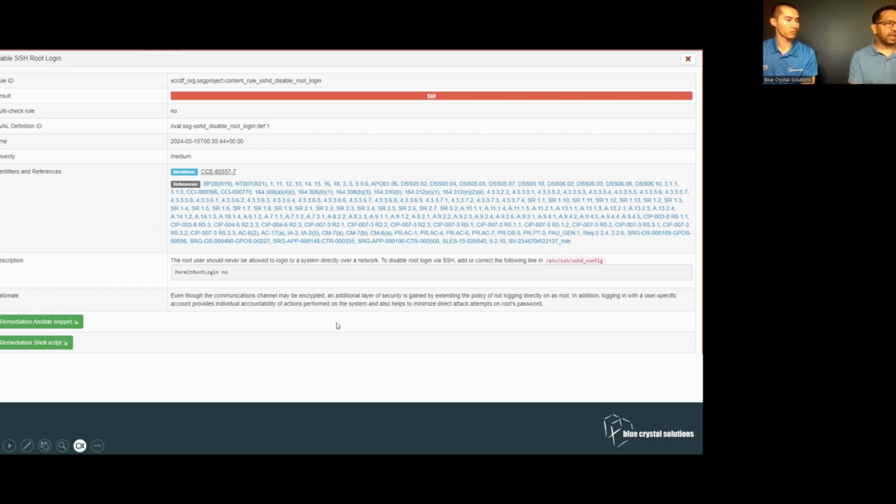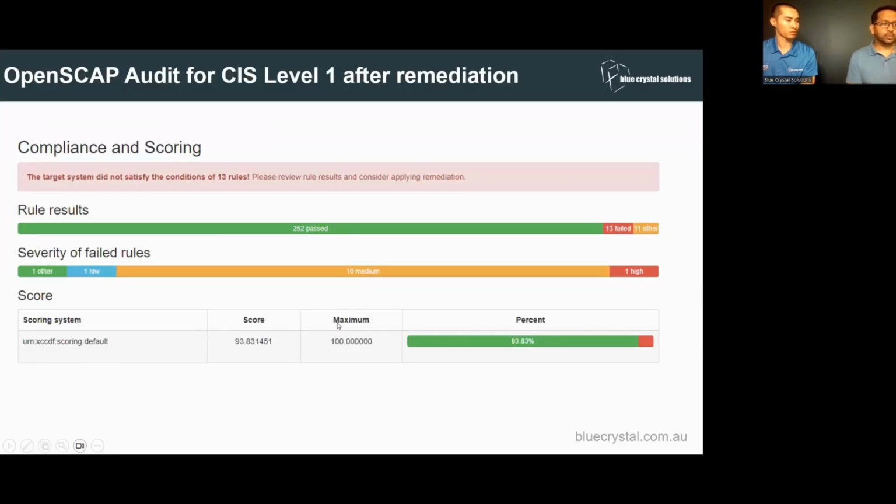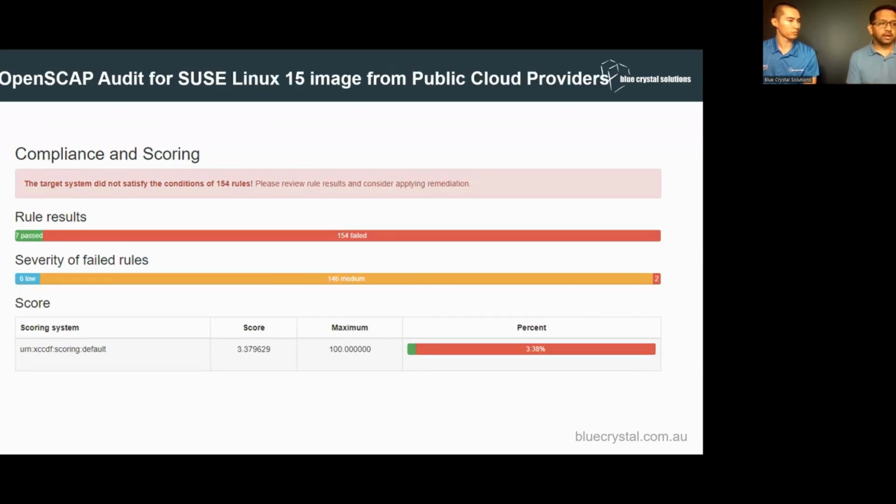And after running the remediation script, this was the compliance level. We reached a compliance level of 93%, which is quite good, without having to do any coding. This was just the script provided by OpenSCAP, and we got to a good compliance level with regards to CIS level 1. As I mentioned earlier, OpenSCAP also provides you with remediations for other standards as well.